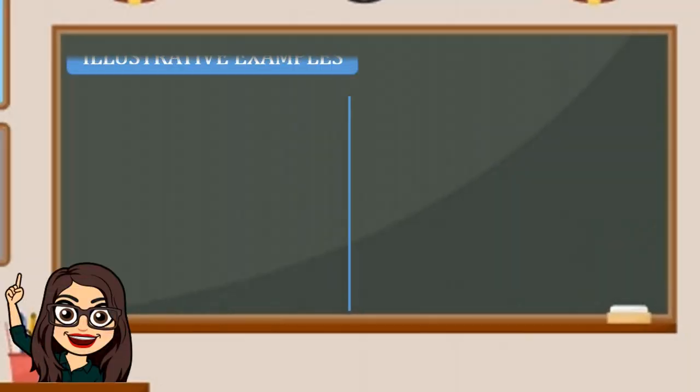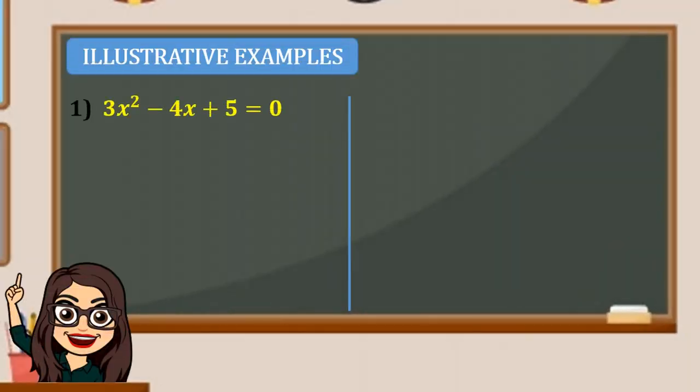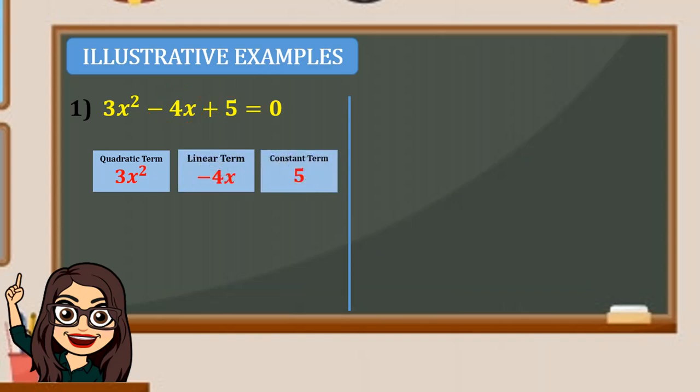Let us now have different illustrative examples. For number 1, the given is 3x squared minus 4x plus 5 equals 0. We're going to determine if the given example is a quadratic equation. We have 2 as the highest exponent. We have 3x squared, which is our quadratic term, followed by negative 4x, which is our linear term, and then 5 as our constant term. It is already equated to 0. So example number 1 is a quadratic equation in standard form.